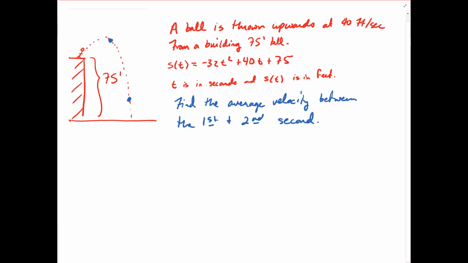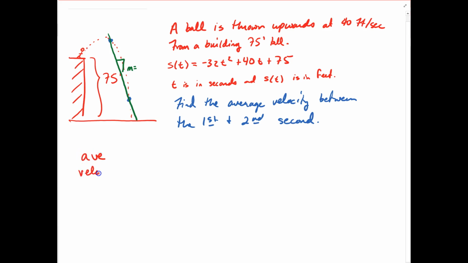And this amounts to, and we'll talk about this more in class, simply computing the slope of the secant line connecting these 2 points on this curve. So we're going to go ahead and compute the slope of this line right here. That's our goal. So let's tackle this by looking at the definition of average velocity.